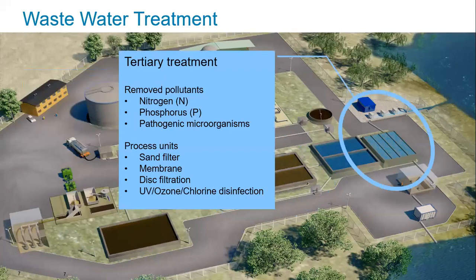Following secondary biological treatment, we move on to the tertiary treatment step. So further removal of nitrogen and phosphorus, and then using technologies such as UV, ozone and chlorine disinfection, we're removing or stabilizing pathogenic microorganisms. And that's predominantly the last step in the works prior to discharge into the watercourse, whether that be a sea outfall or local watercourse.